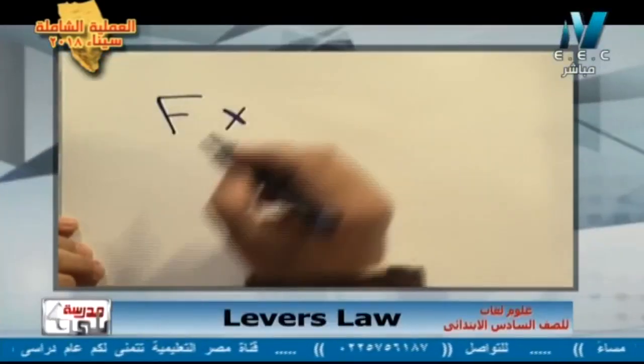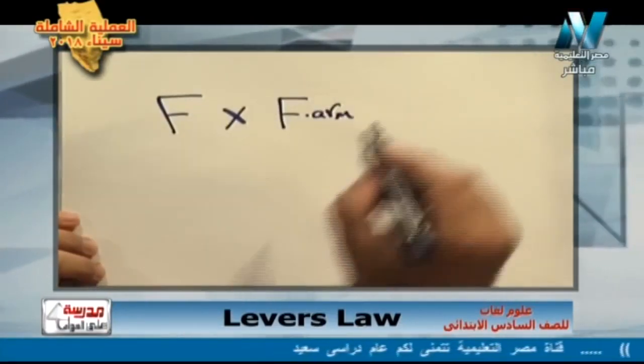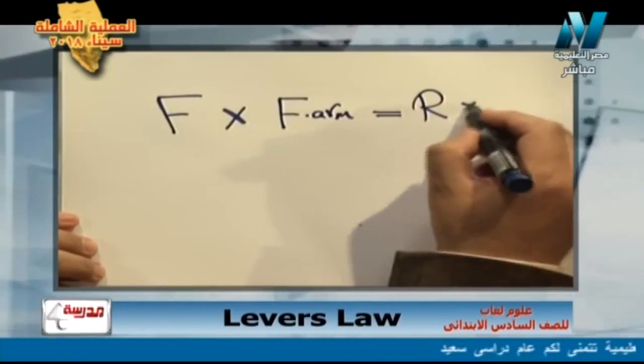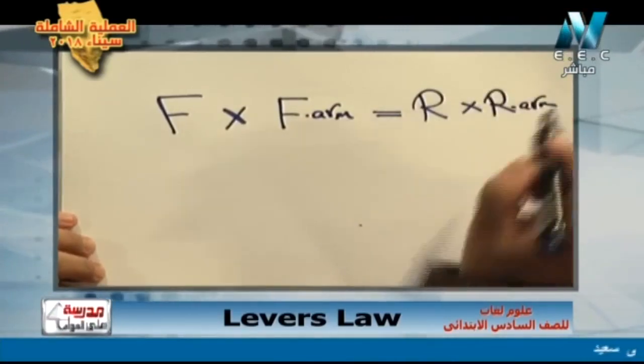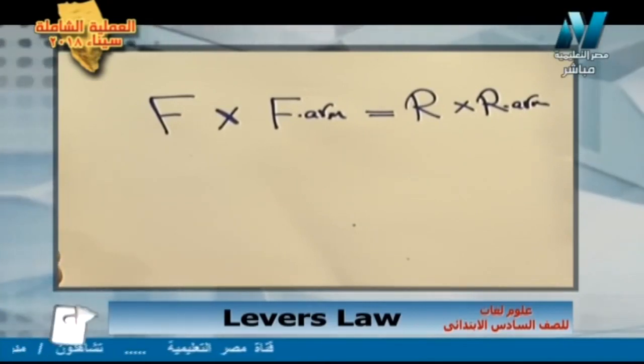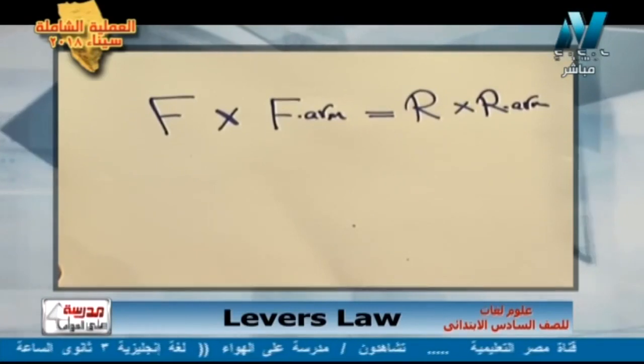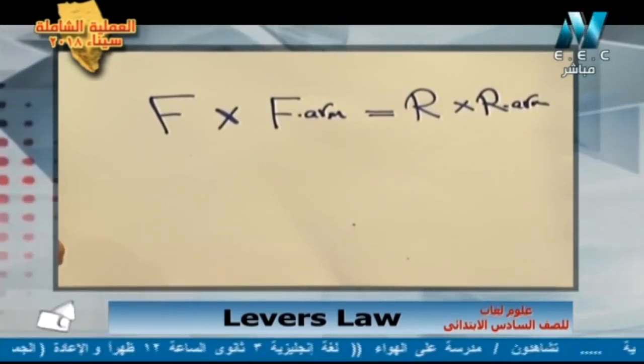To know the answer to this question, we must study the lever law. The lever law states that, as we said before, effort force times effort force arm equals resistance times resistance arm. This is the lever law. So how can I save effort? The best type of lever is the lever that saves more effort.